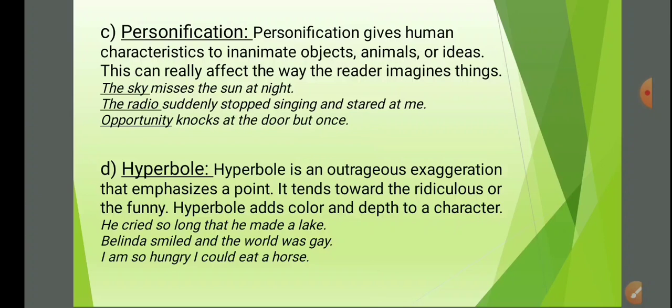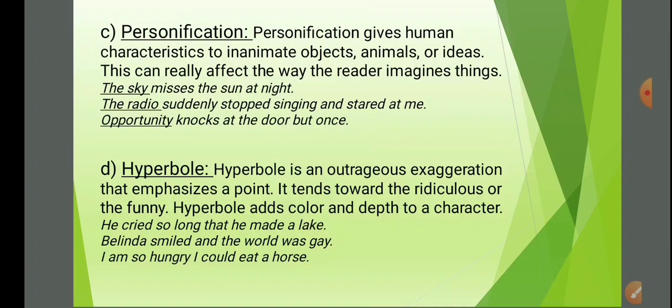It is known as personification. Opportunity knocks at the door but once. He knocks at the door but once. It is a correct sentence. Instead of he, it is opportunity. Means opportunity is assumed as a human being. It is given a quality of person, that is personification.